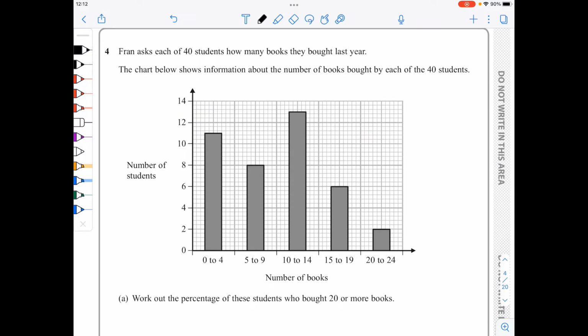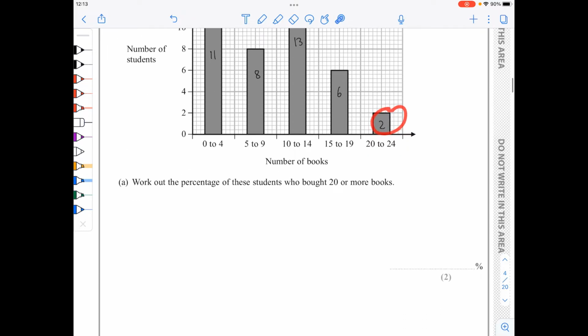Number 4, Fran asks each of 40 students how many books they bought last year. So this is the bar chart showing the information here. And we need to work out the percentage of these students who bought 20 or more books. So I will start by identifying how many students are in each bar. So it's the height essentially. This is 11, 8, 13, 6, and 2. And we need to work out the percentage of those that bought 20 or more. So 2 out of 40 times 100 to be turned into a percentage, which is 5. So this is 5%.